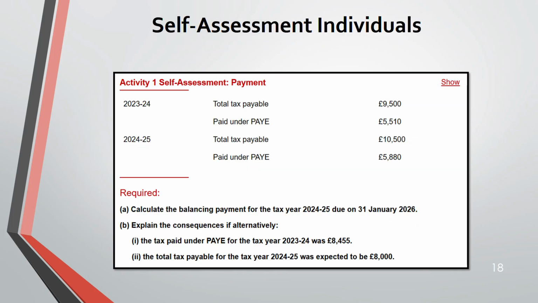Okay. Now, activity 1. In activity 1, we'll understand this. A, you have to calculate the balancing payment for the tax year 2025 due on 31st Jan 2026. They have given you the date, because your balancing payment will fall on that date only. Now, explain the consequences if your tax paid under PAYE was this much for 23-24, and the total tax payable for the tax year 24-25 was expected to be 8,000. Remember the word explain. They didn't say calculate, and here it's calculate.